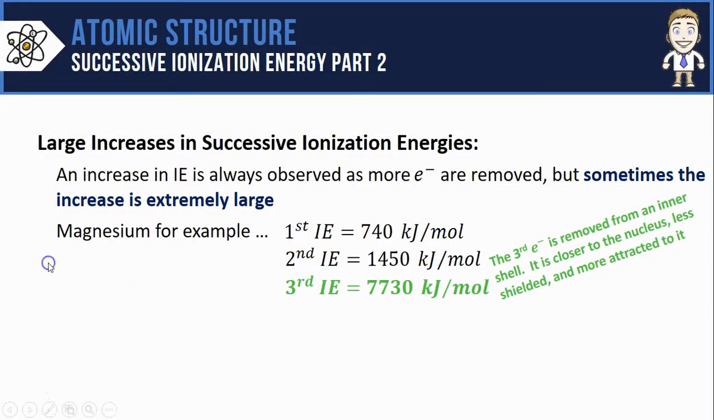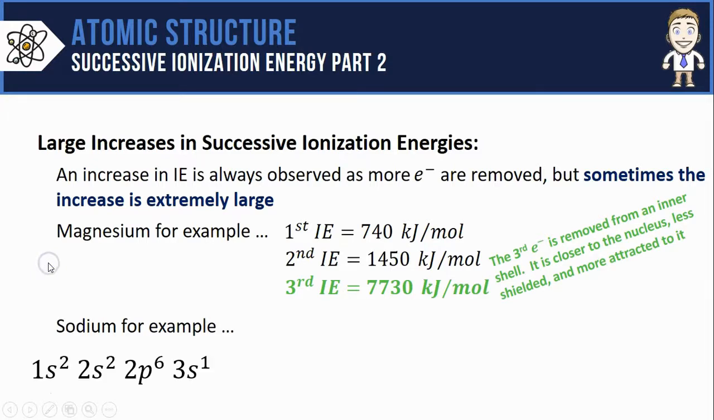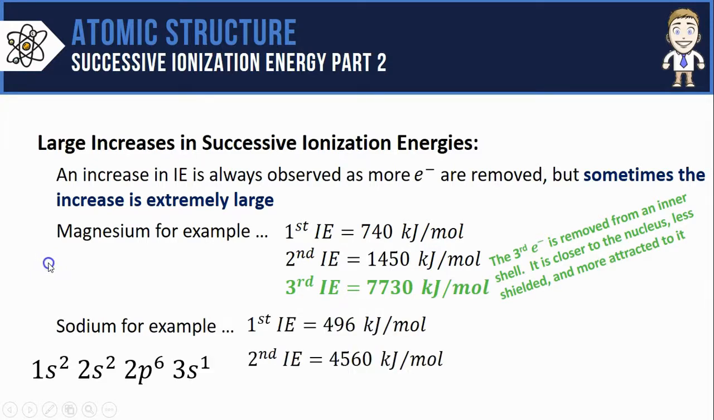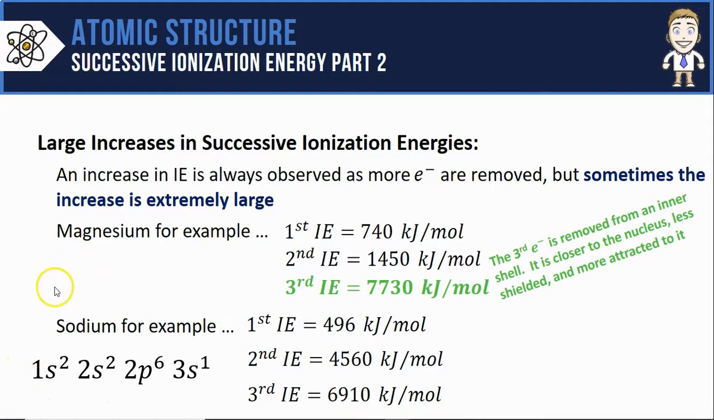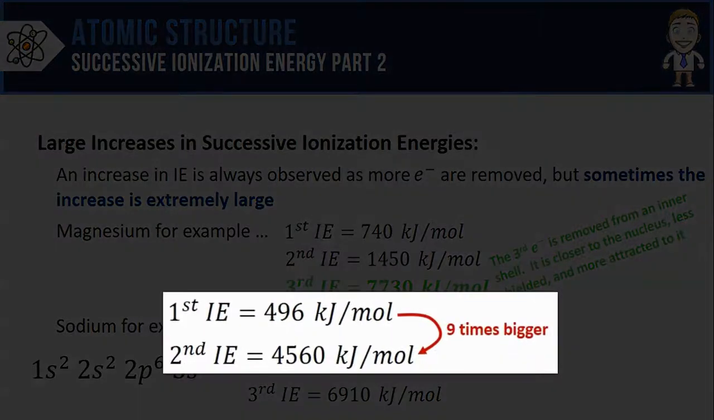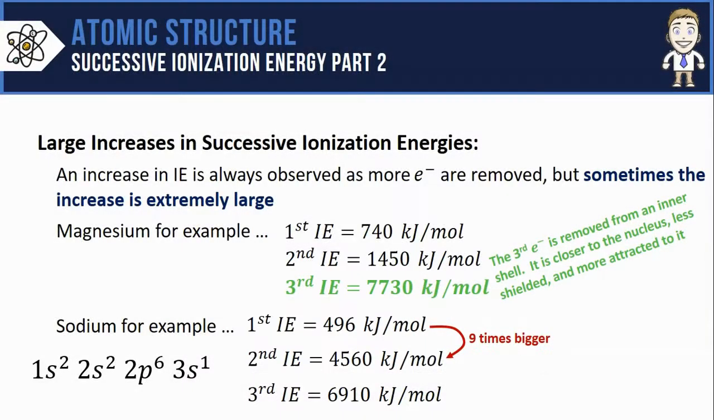Let's take a look at how this would work with a sodium atom. Here's its electron configuration and its 3 ionization energies. Sodium is a little bit different than magnesium. The second electron removal, that's where we see the extremely large increase. In fact, it's about 9 times as big as the first ionization energy, whereas the third electron removal only less than doubles when compared to the second.